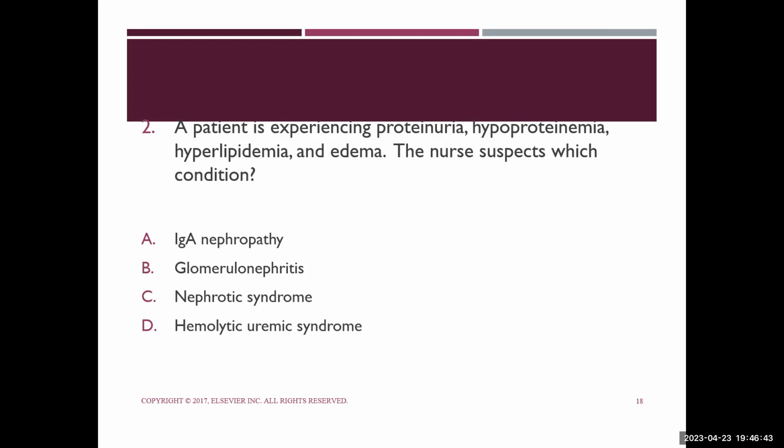Patient is experiencing proteinuria, hyperproteinemia, hyperlipidemia, and edema. Those are classic nephrotic syndrome symptoms. These others, you don't have other information to say that they have IgA nephropathy or glomerulonephritis or hemolytic uremic syndrome. So nephrotic syndrome seems like the best guess here.